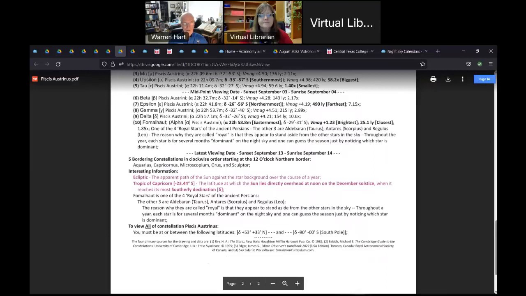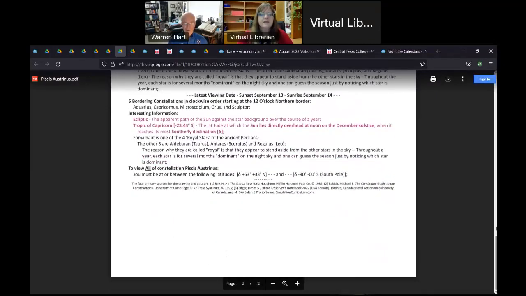And then for you, if you're wanting to learn more of the sky, I also include the bordering constellations, starting like the face of a clock in the clockwise order with noon, 12 o'clock, if you want to call it, up at the top, and then you would circle clockwise around it. And then there's some interesting information. There's the ecliptic, a description, and the Tropic of Capricorn, and some more information about Fomalhaut there.